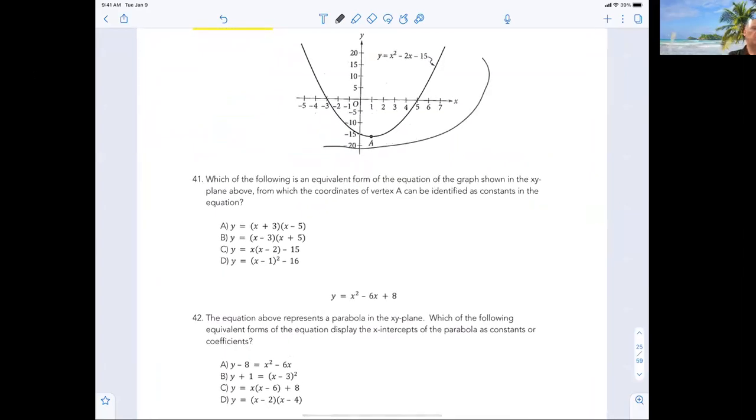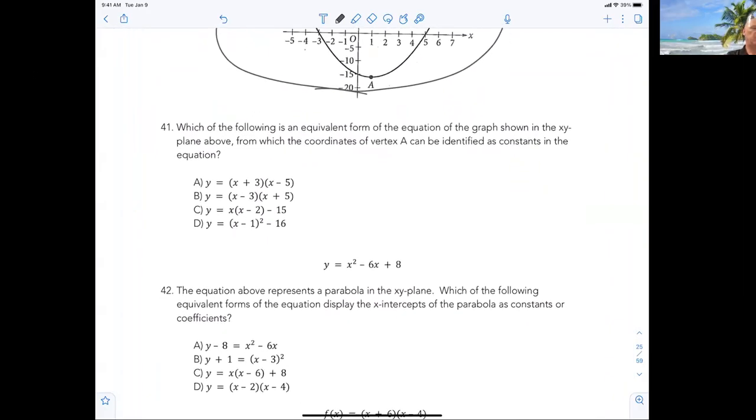Okay, there's the graph of the quadratic. Now I want everybody to write this down. It wants the vertex. If you know the vertex form, which is this format, y equals a parentheses x minus h squared plus k, that's the vertex form of a quadratic or a parabola. If you know that, I was mystified. What's the only answer? D. If you know that form, they're asking you about the vertex. The only way you can find the vertex is if it's written in vertex form.